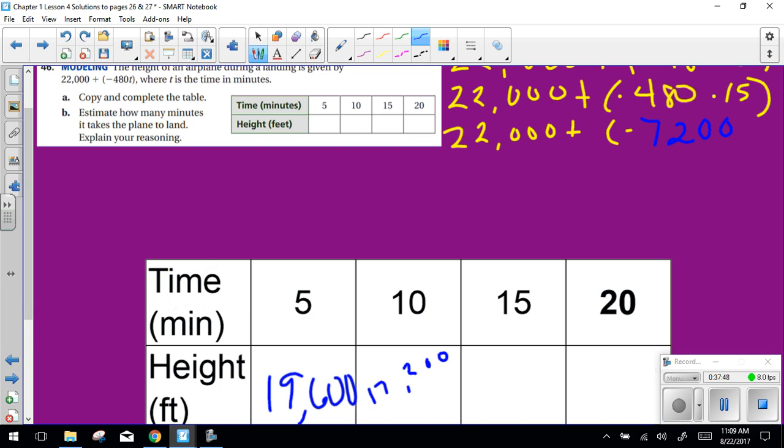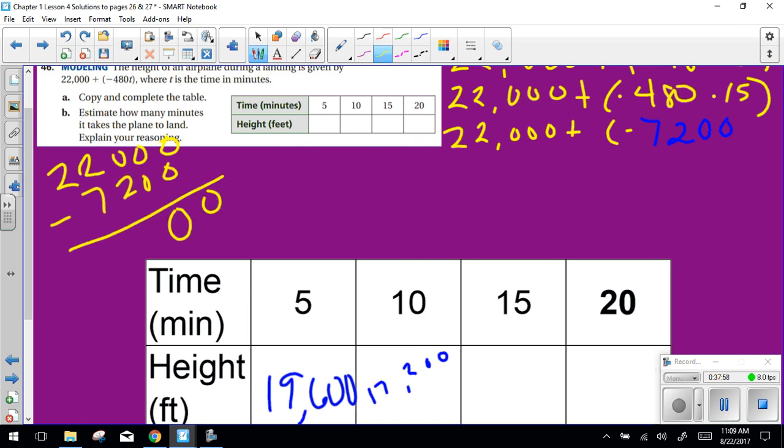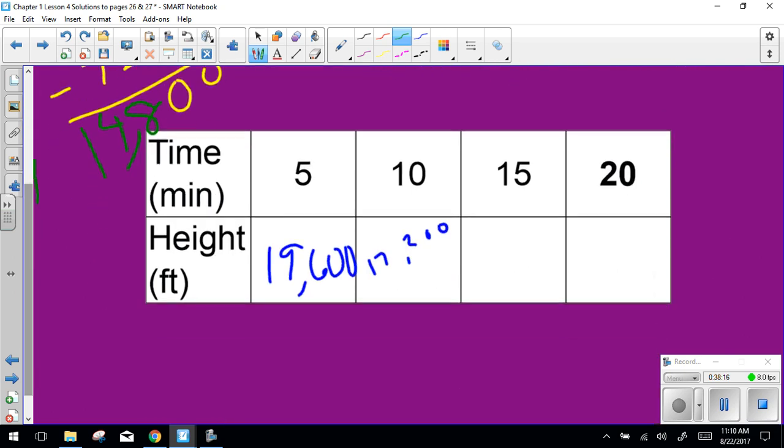So now what we're going to do is we're going to take 22,000. We're going to subtract 7,200. We get 0, 0. Let's borrow. This becomes 10. 10 minus 2 is 8. Borrow again. We get 4. So we get 14,800.